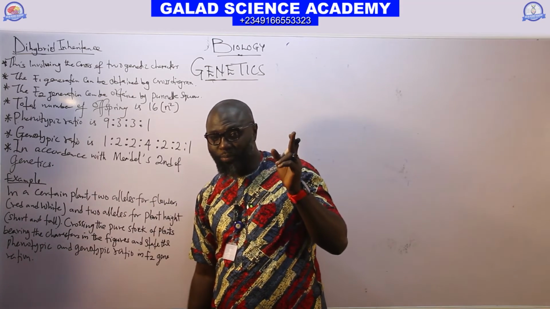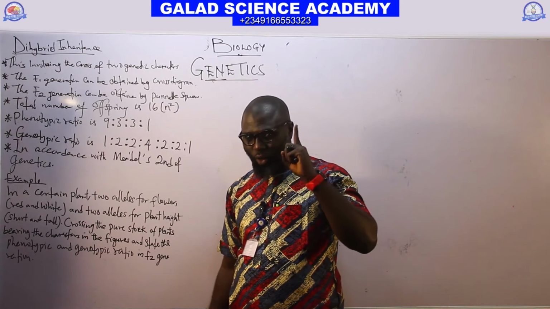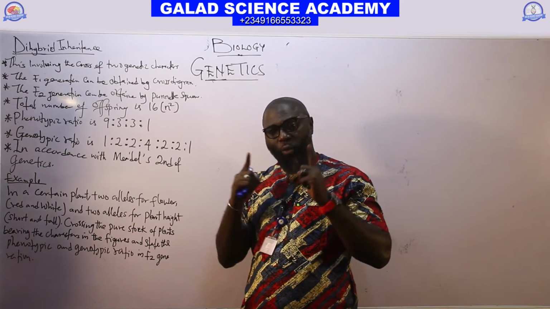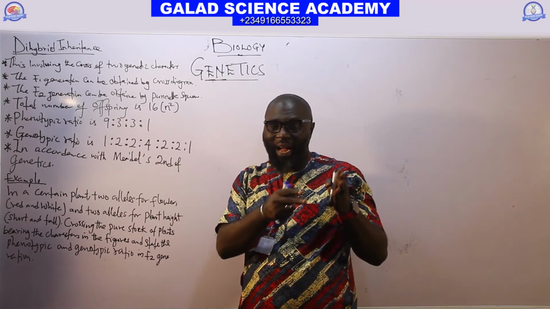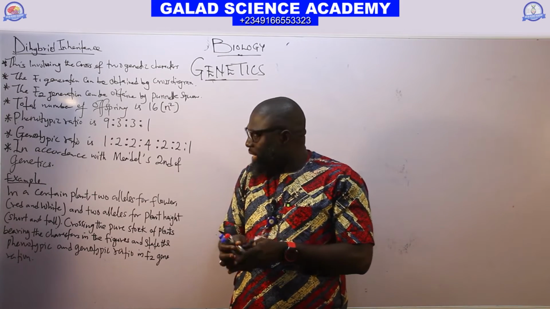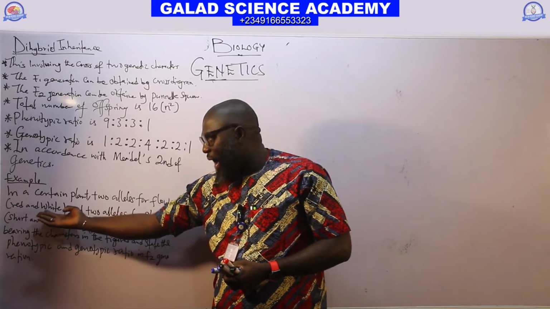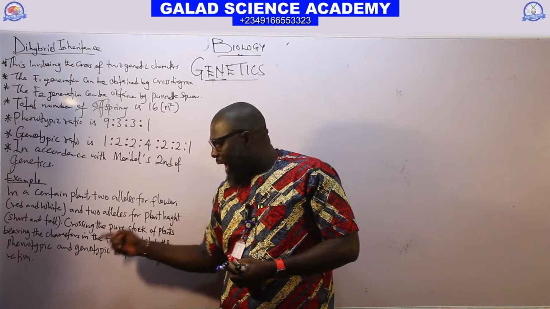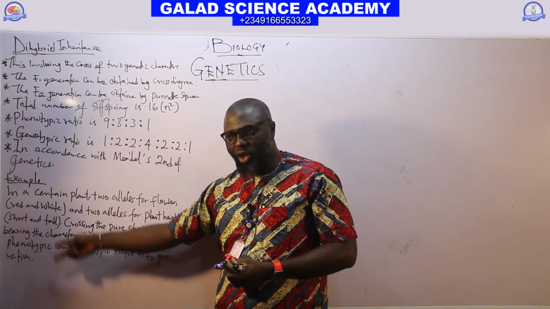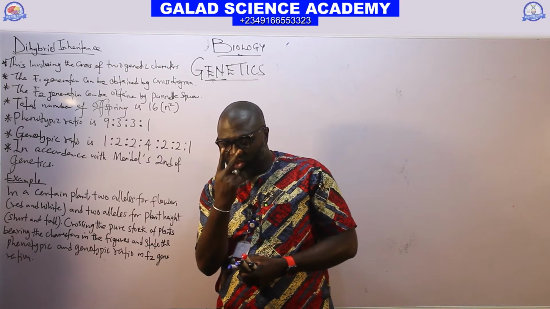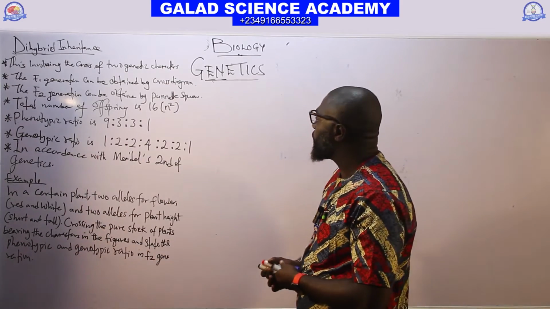In the first case, which is monohybrid, it deals with one character, just a black rat and a white rat. Here we are talking of red flower and white flower, and a short plant and a tall plant. It deals with two traits, which is the dihybrid.